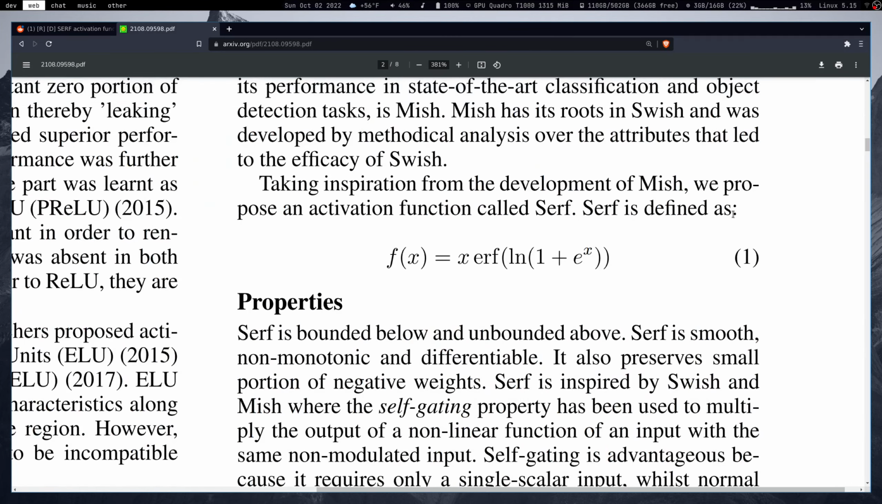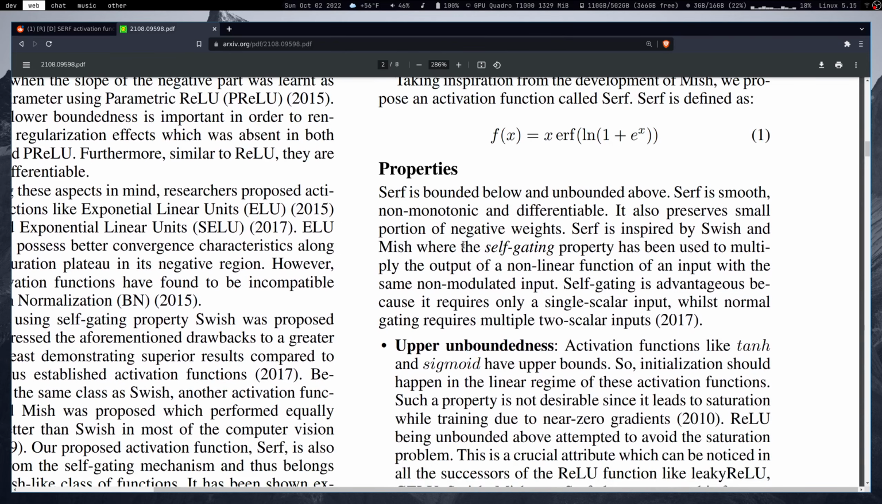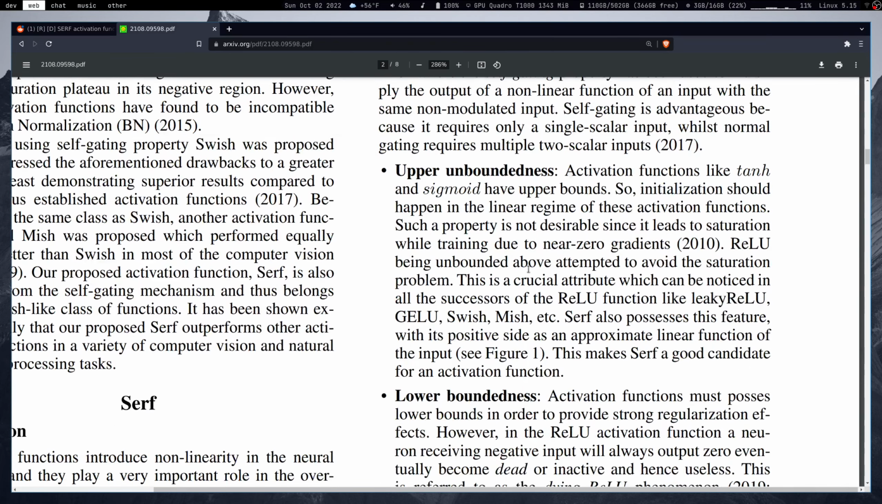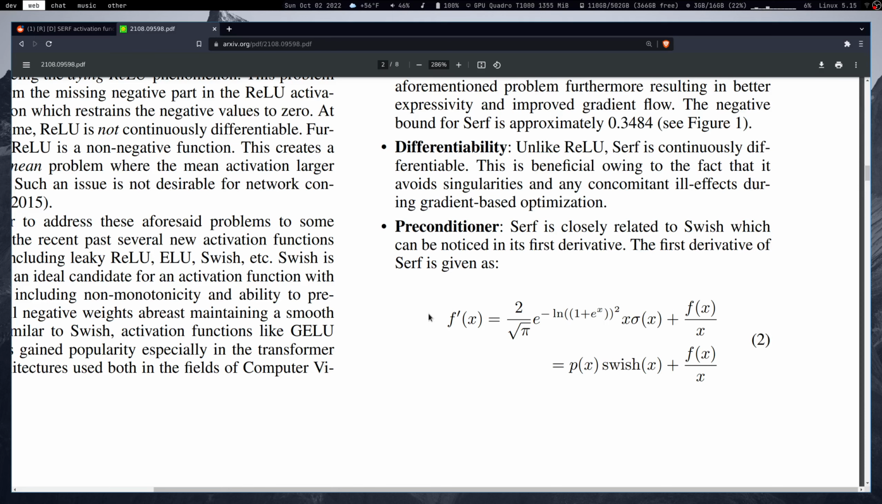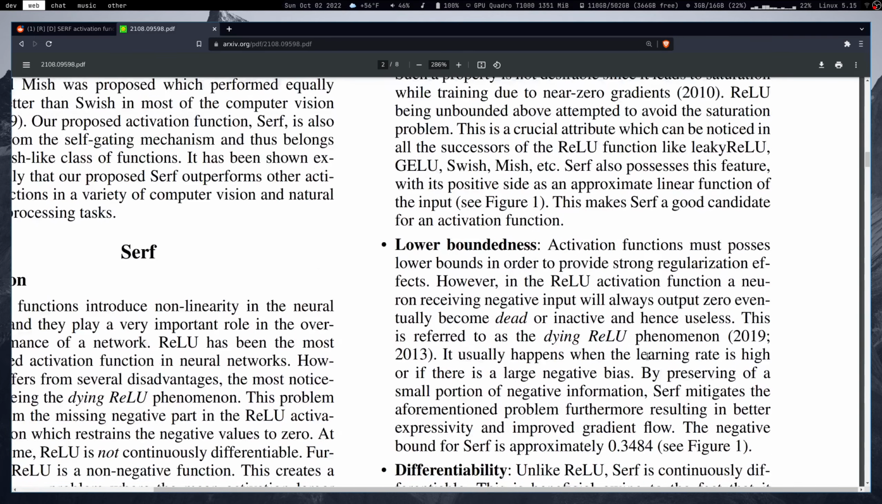So SERF is defined as f of x equals x times erf, or the error function, of the natural log of 1 plus e to the power of x. Okay, and then authors talk about some of its properties like upper unboundedness, lower boundedness, differentiability, and so forth. And authors were kind enough to provide the derivative or the gradient of the SERF as well, right? I mean, it's a paper, they had to do it, but that's kind of cool.